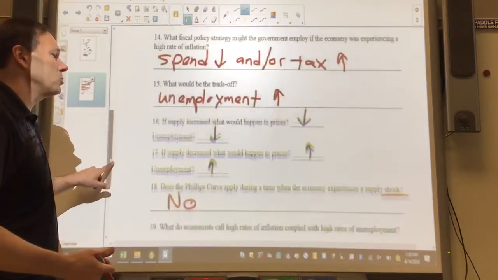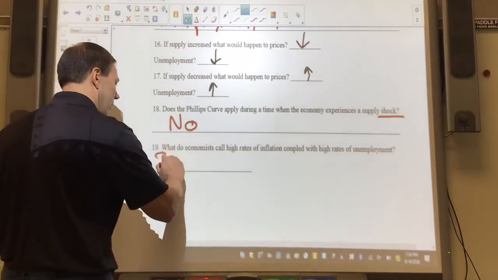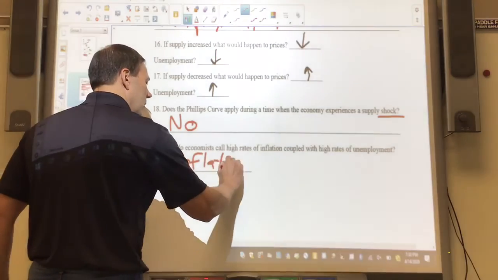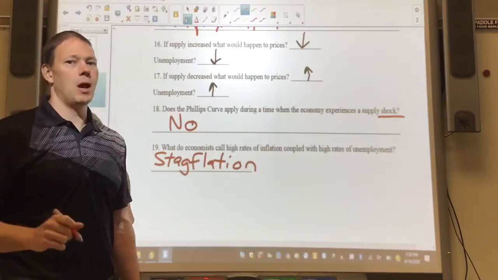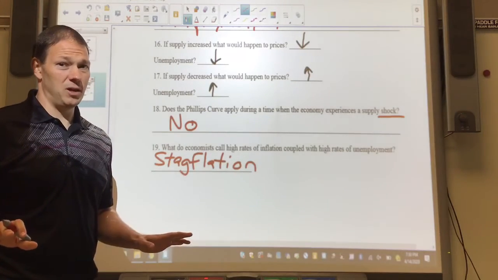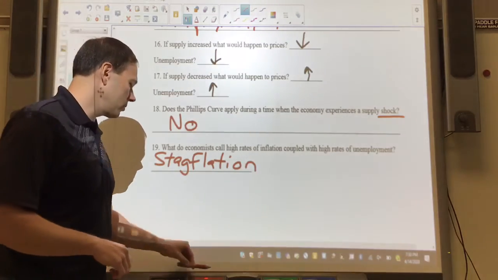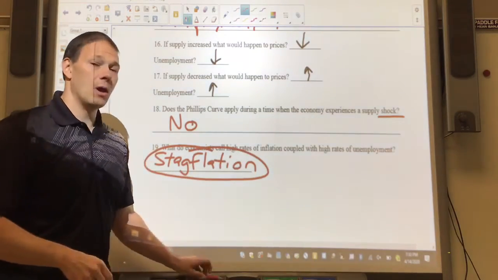There's a very special term for that. That is called stagflation. Okay, make sure you know that term. It will show up on the test. Okay, stagflation means high unemployment and high inflation at the same time. Not a good situation to be in. Okay, things are not very fun with the economy when that's going on. So that's called stagflation. It's a very special term, and we do not like that.